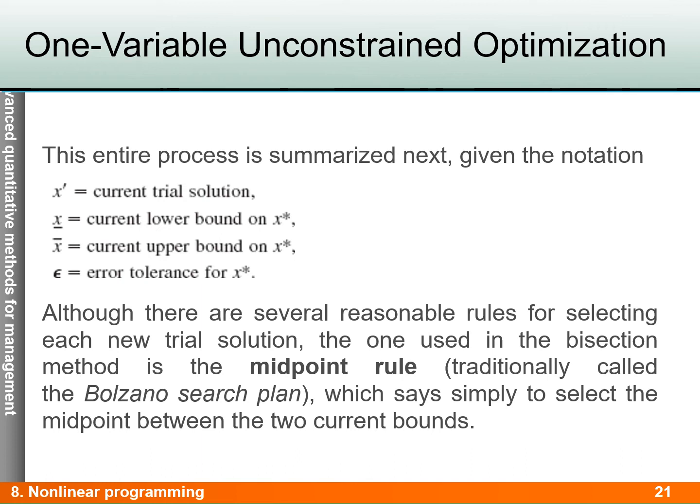So, although there are several reasonable rules for selecting each new trial solution, the one used in the bisection method is the midpoint rule, traditionally called the Bolzano search plan as well, which says simply to select the midpoint between the two current bounds that we learn in the next slide. To find the midpoint easily, we should find an average between these two bounds.